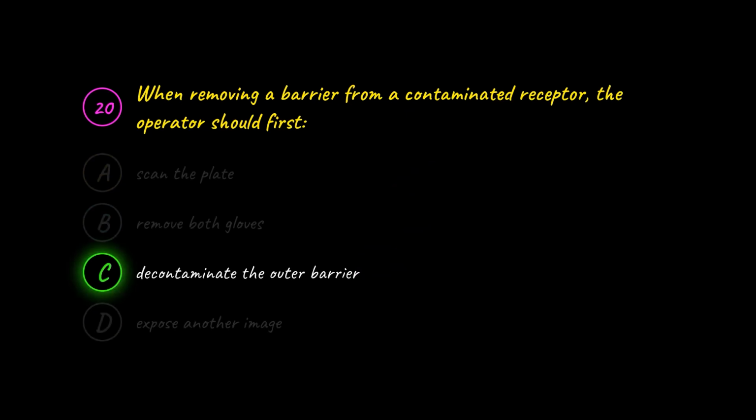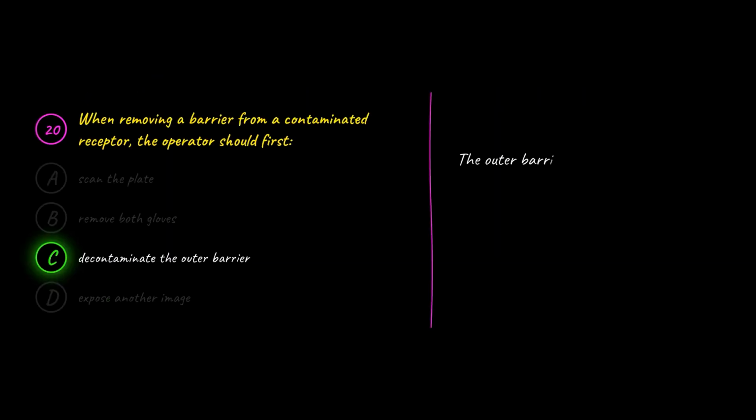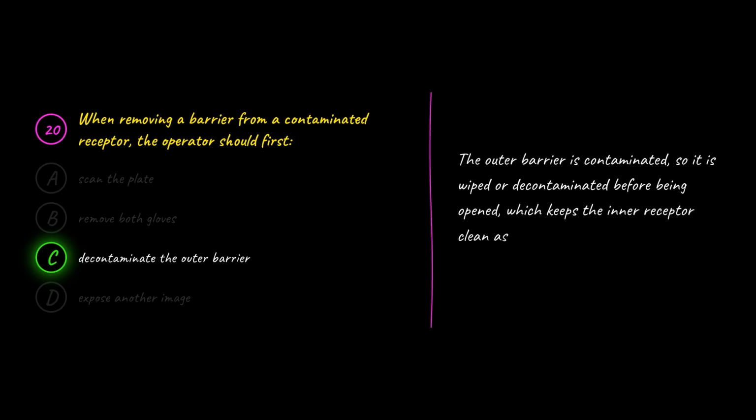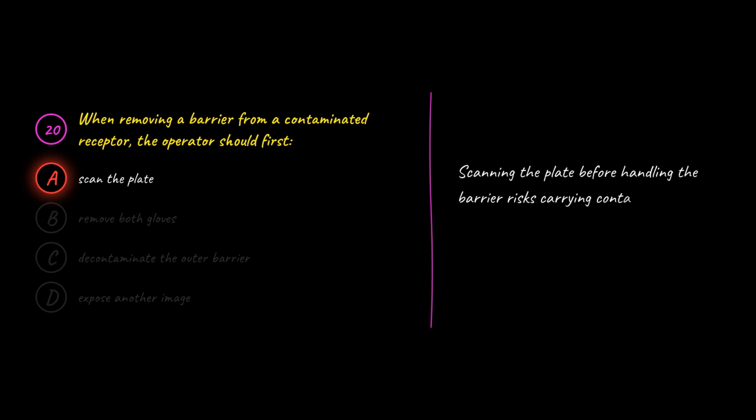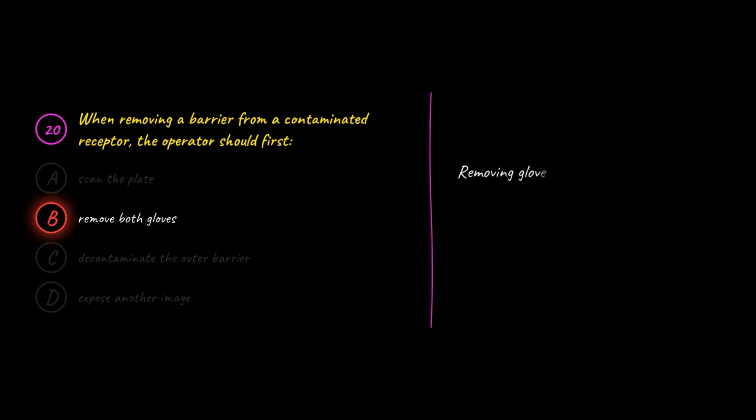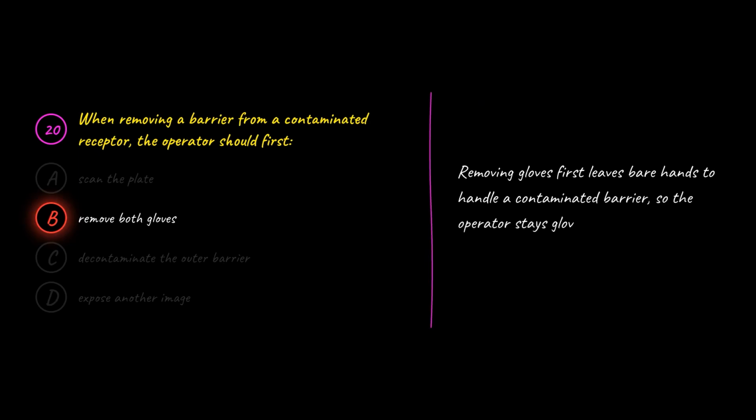The correct answer is C. Decontaminate the outer barrier. C is correct because the outer barrier is contaminated, so it is wiped or decontaminated before being opened, which keeps the inner receptor clean as it is removed for scanning or reuse. A is wrong because scanning the plate before handling the barrier risks carrying contamination to the scanner. The contaminated outer barrier is dealt with first, not the plate. B is wrong because removing gloves first leaves bare hands to handle a contaminated barrier, so the operator stays gloved and decontaminates the outer barrier before opening it.